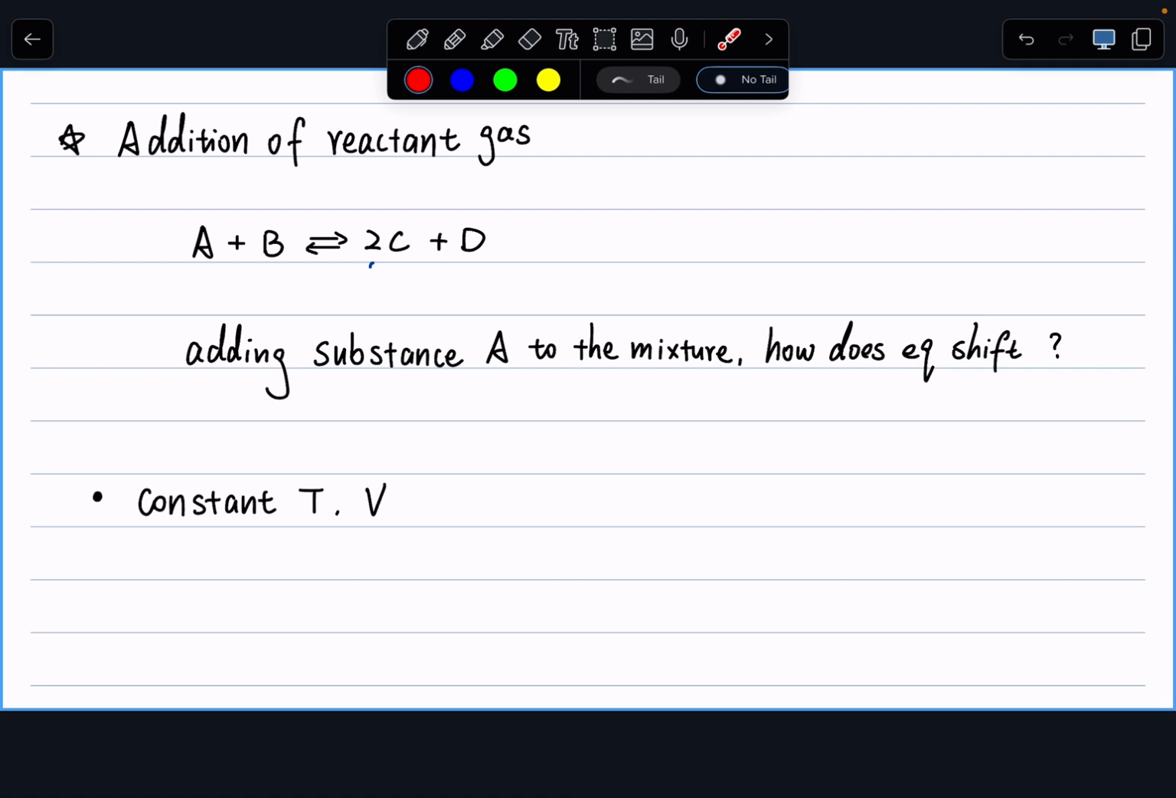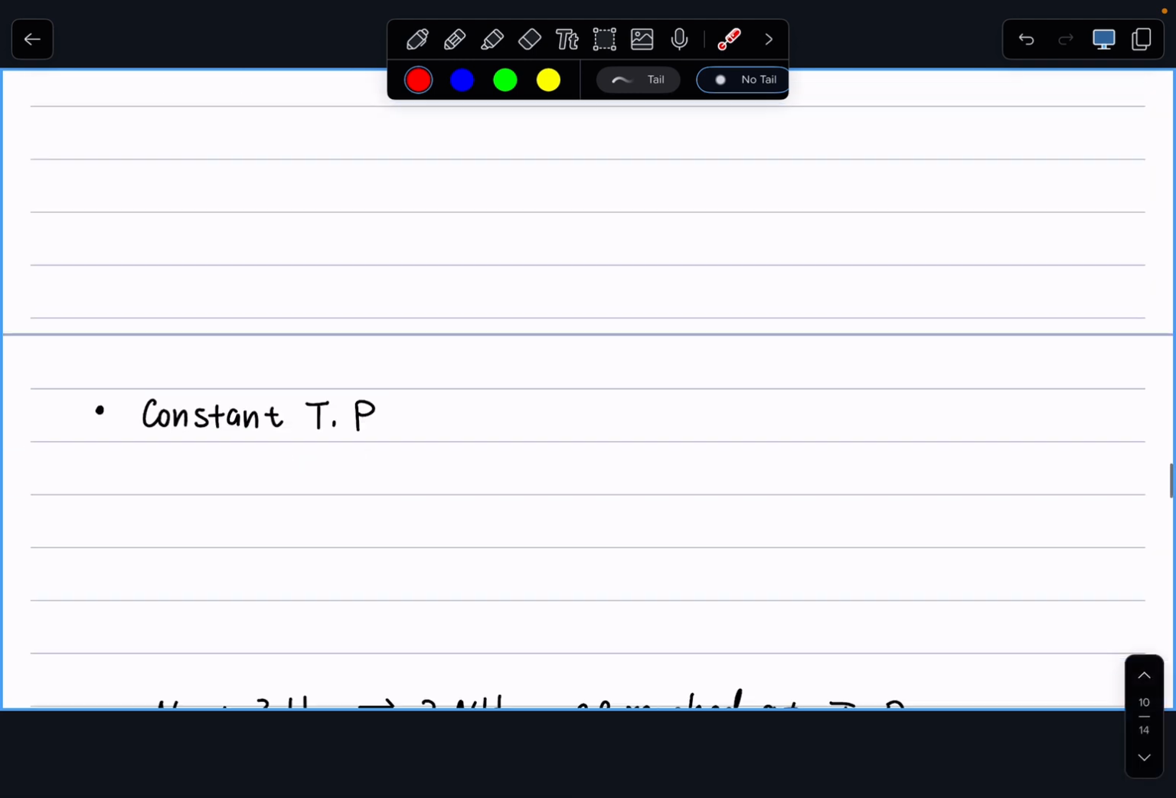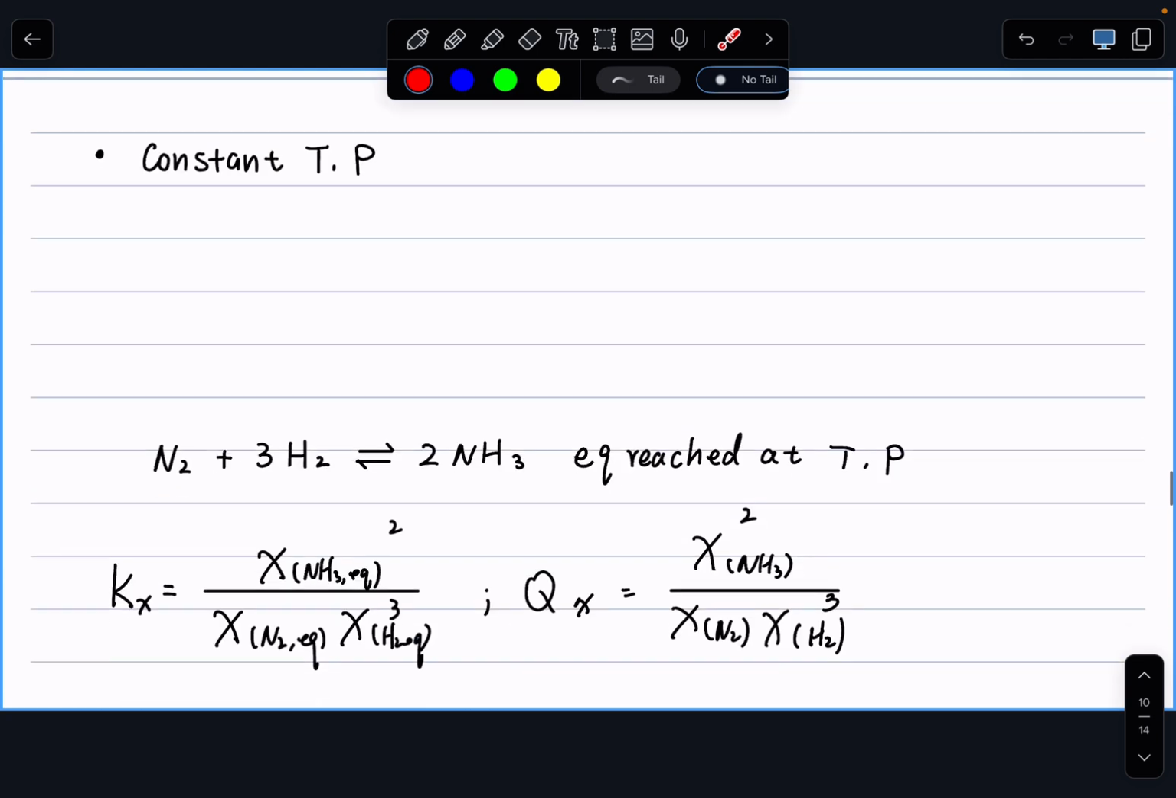So addition of A will push the reaction forward. That fits our expectation for the Le Chatelier principle. So you can use that when we have constant temperature and volume. But for constant temperature and pressure, that's a different story. Right, so this was a constant temperature and volume scenario. And now let's start looking at the constant temperature and pressure scenario.